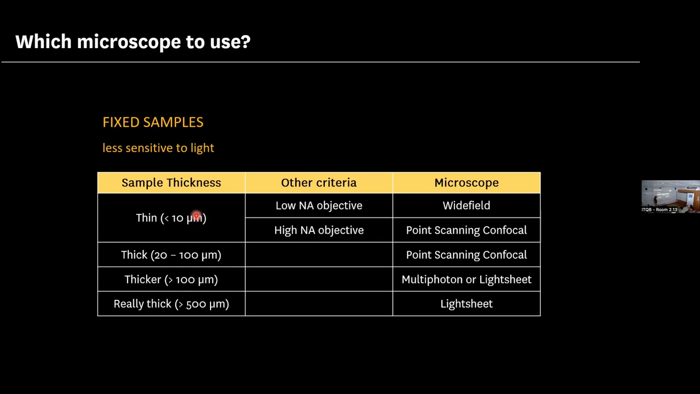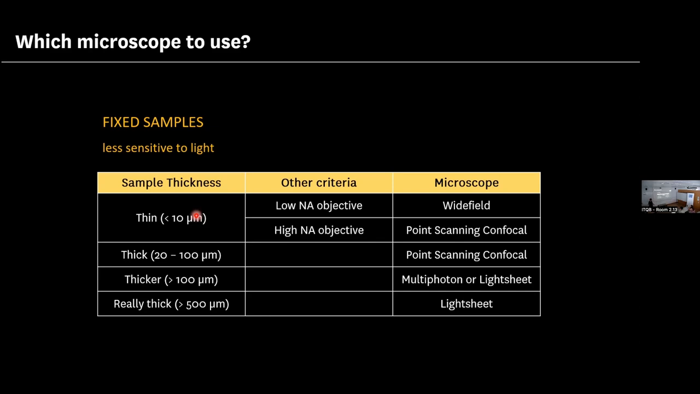If it's thicker than 150 micrometers and it's not cleared, then you might need to go to a multiphoton. Or if it's really, really big and you need a system with a long working distance, you might go for a light sheet. Really thick things, higher than half a millimeter, you go for a light sheet. So point scanning confocal will be the choice for thin and thick samples up to 100, 150 micrometers. No spinning disk because, yeah, you can image fast, but you have less resolution.